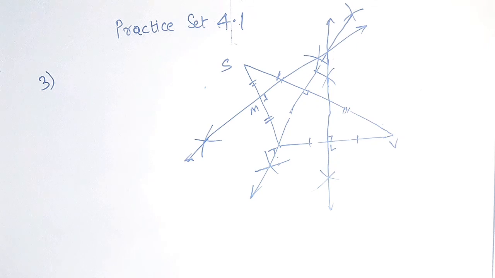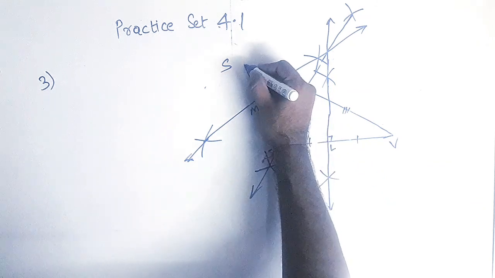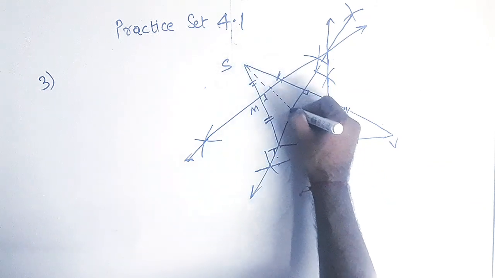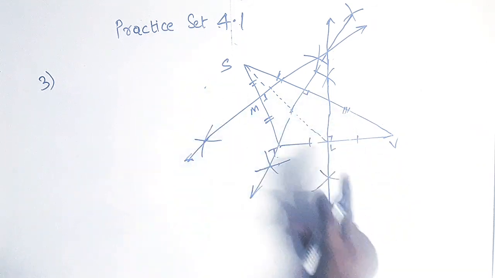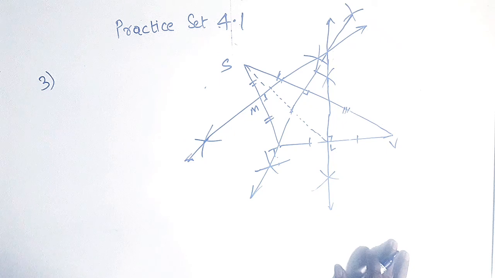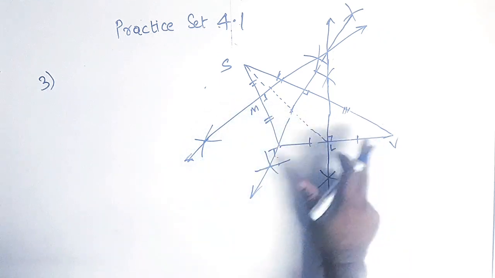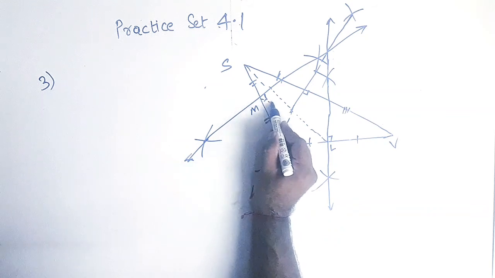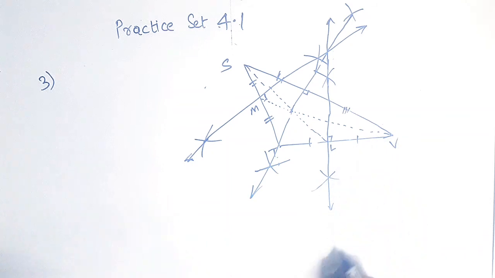Now we have not yet drawn the median, so take the midpoint and the opposite vertex. I am drawing this: 1 2 3 4 5 6 7 8. This is the median SL. Now we'll come to M and the opposite vertex V. M is the midpoint, so join this with a pencil and a scale. So VM is your another median.